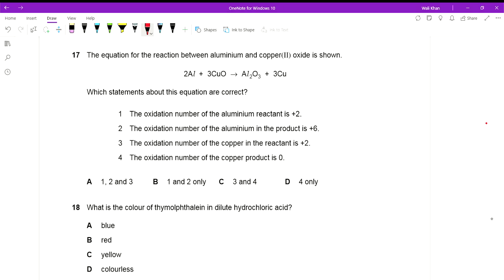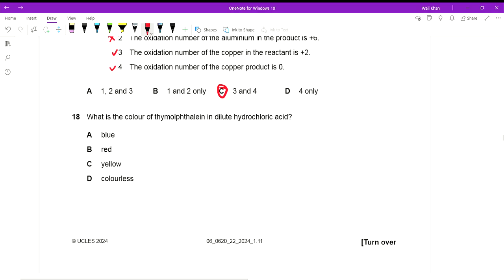The equation for the reaction between aluminium and copper oxide is shown. Aluminium plus copper oxide gives aluminium oxide plus copper. Which statements about this equation are correct? The oxidation number of aluminium in the reactant is +2. No. The oxidation number of aluminium in the product is +6. No. The oxidation number of copper in the reactant is +2. Yes. The oxidation number of copper in the product is 0. Yes. So the option is C, statements 3 and 4.